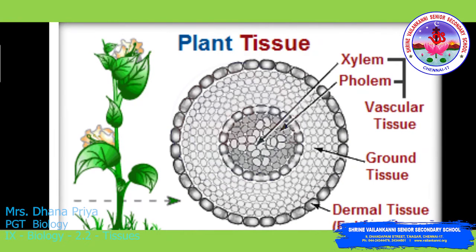Hello students. So last class we discussed plant tissue. In that we saw briefly about the meristematic tissue. So today we're going to discuss in brief about permanent tissue.